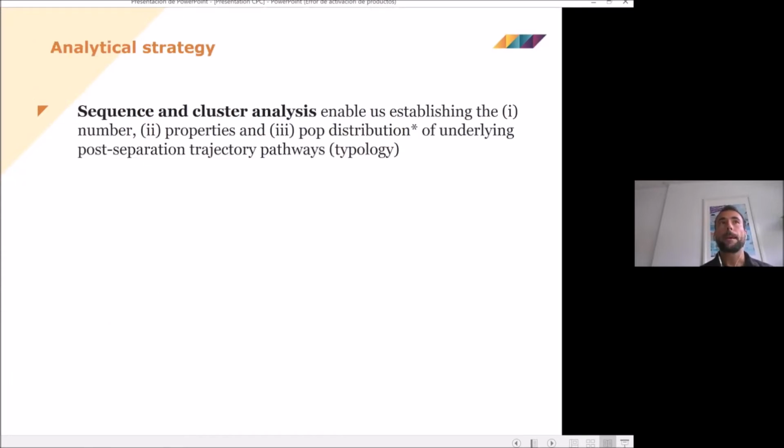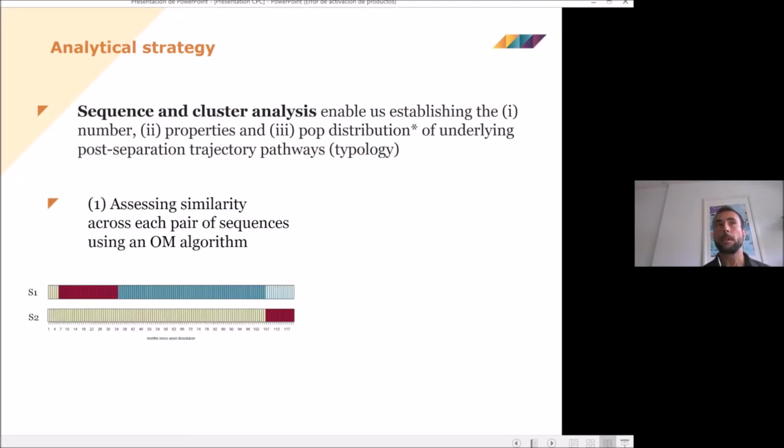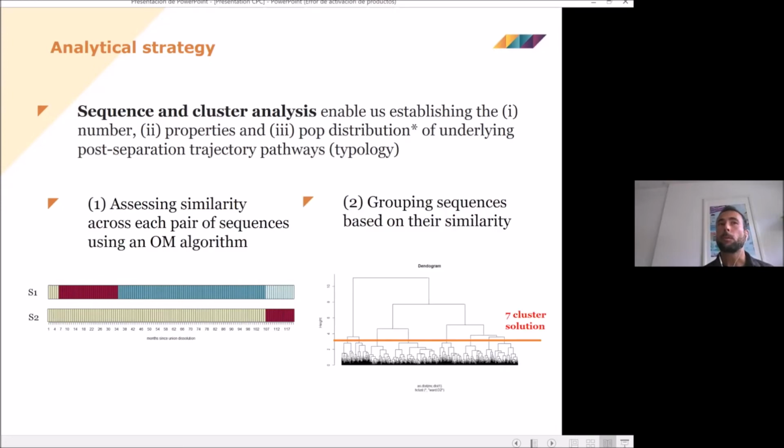By analyzing these sequences, we want to establish evidence about how family life courses evolve after union dissolution. And for that, we use algorithmic methods, basically sequence analysis and cluster analysis, to reduce the information contained in all the sequences that we have in our sample, so that we can establish a typology of trajectory pathways. To establish this typology, we follow a 2-step procedure. The first step is to assess the similarity across each pair of sequences using an algorithm called optimal matching. And then we group the sequences by their similarity using cluster analysis.